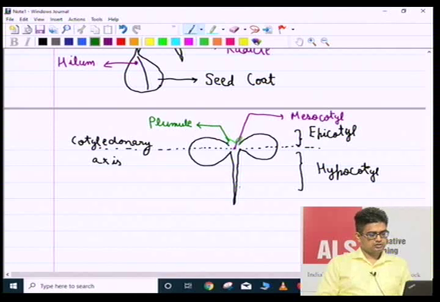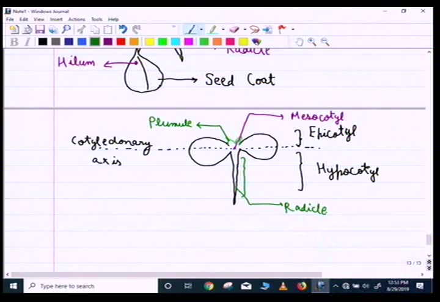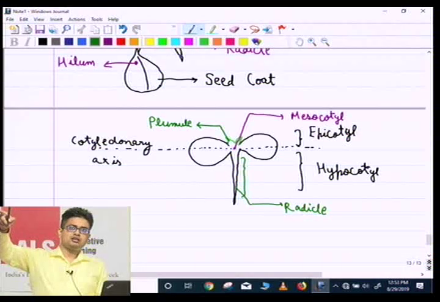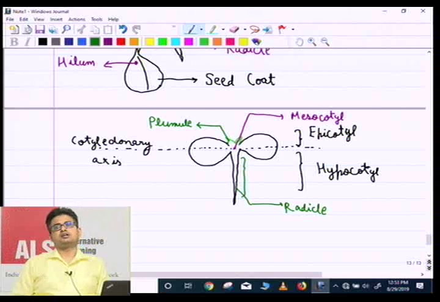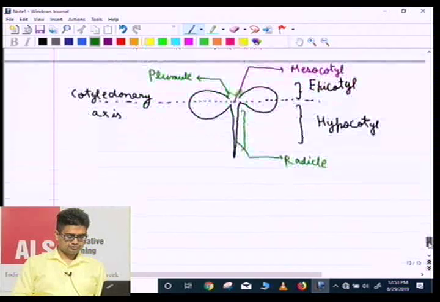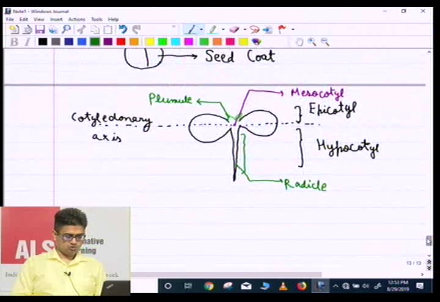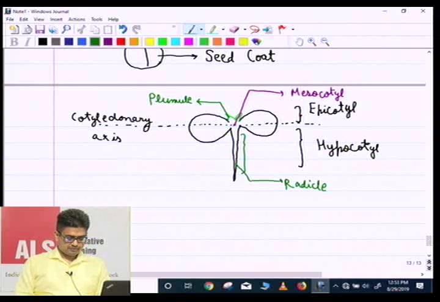Plumule. This part is called radicle. Okay. So what you say here is plumule develops from the epicotyl and radicle develops from the hypocotyl. I hope you're writing this, okay? Drawing this maybe. So please write this.